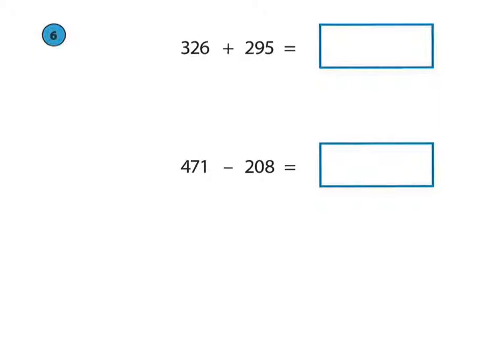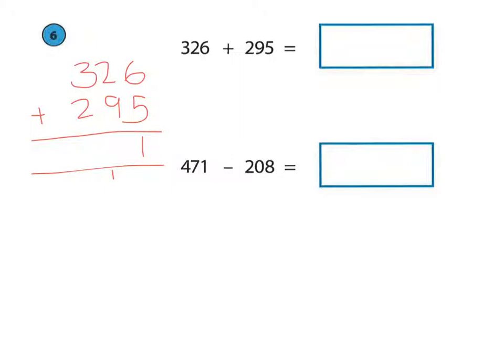Question 6. 326 add 295 equals. I'm going to do a vertical addition. 326 add 295. I'm going to start by adding the units on the right. 6 add 5 is 11. I'm going to put the 1 here. I'm going to carry over the other one. You can see the 11 here.